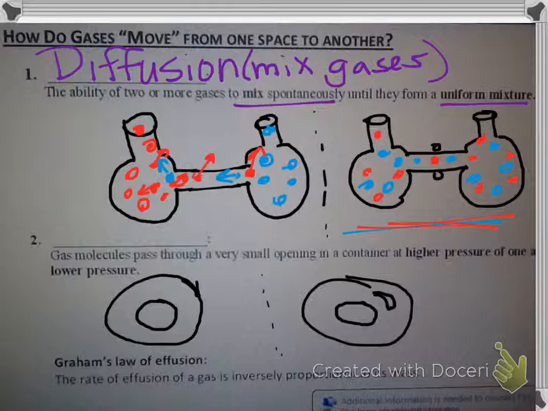What is the other way that gases can move? Instead of randomly combining, they can actually move in one direction specifically. This is the process of effusion. Effusion is a term that means the escaping of a gas.